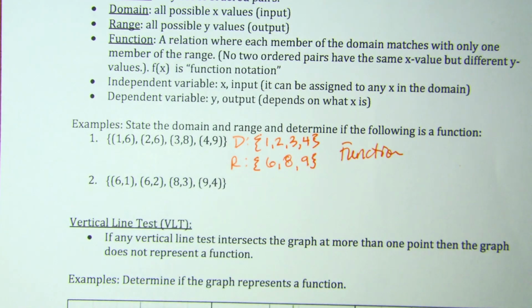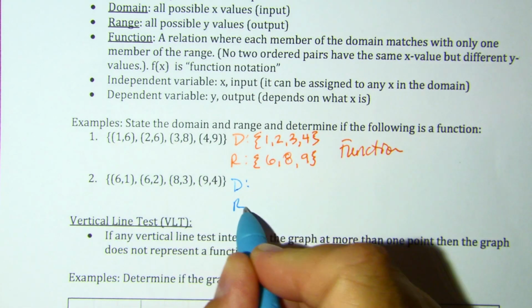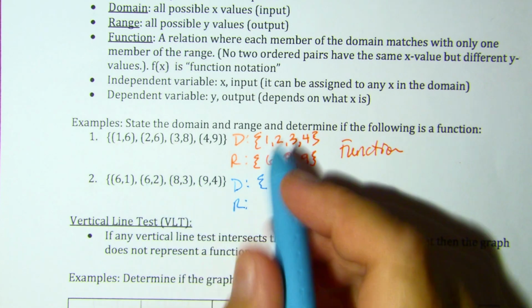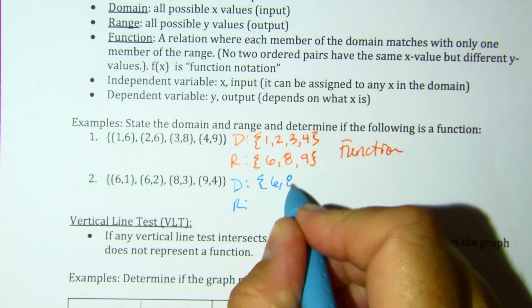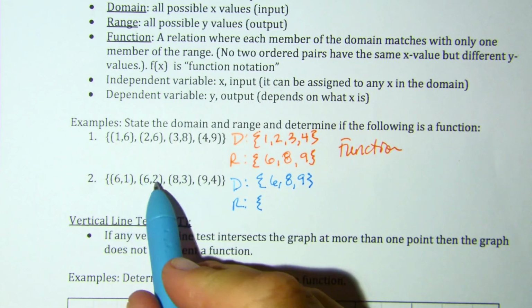And we can look at the next example here. And here we have our domain and our range. Our domain is 6, 6, 8, and 9. And I don't need to list the 6 twice. My range is 1, 2, 3, and 4.